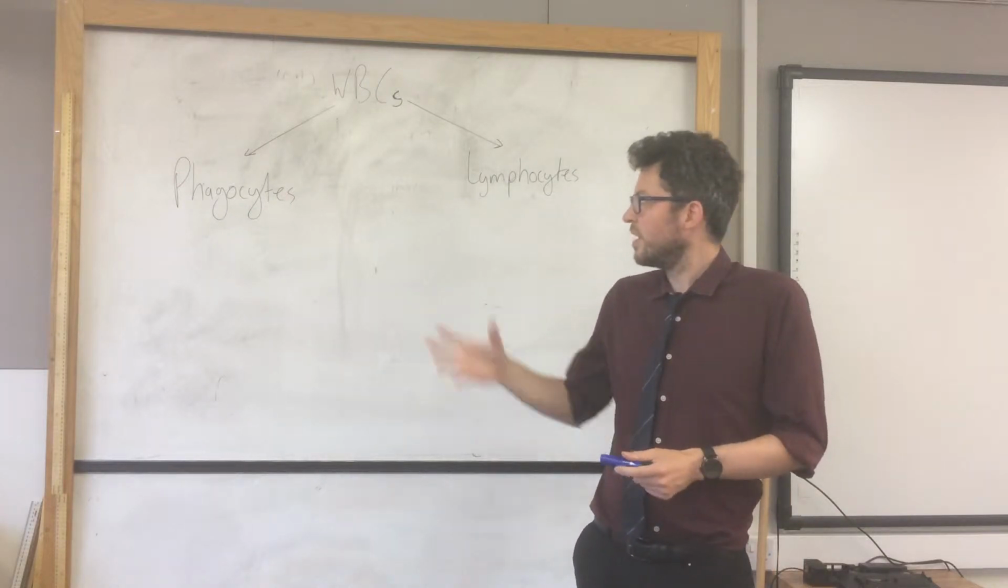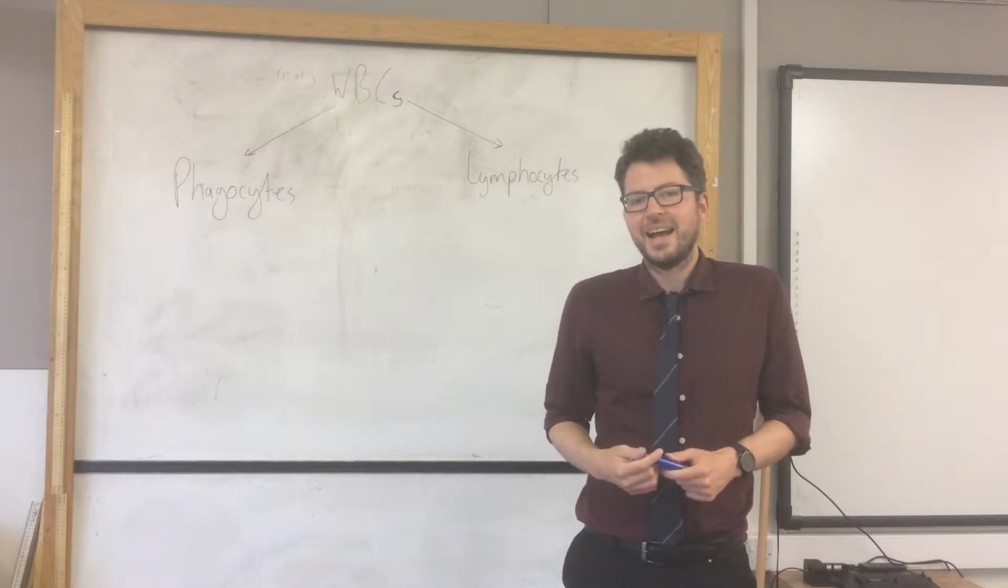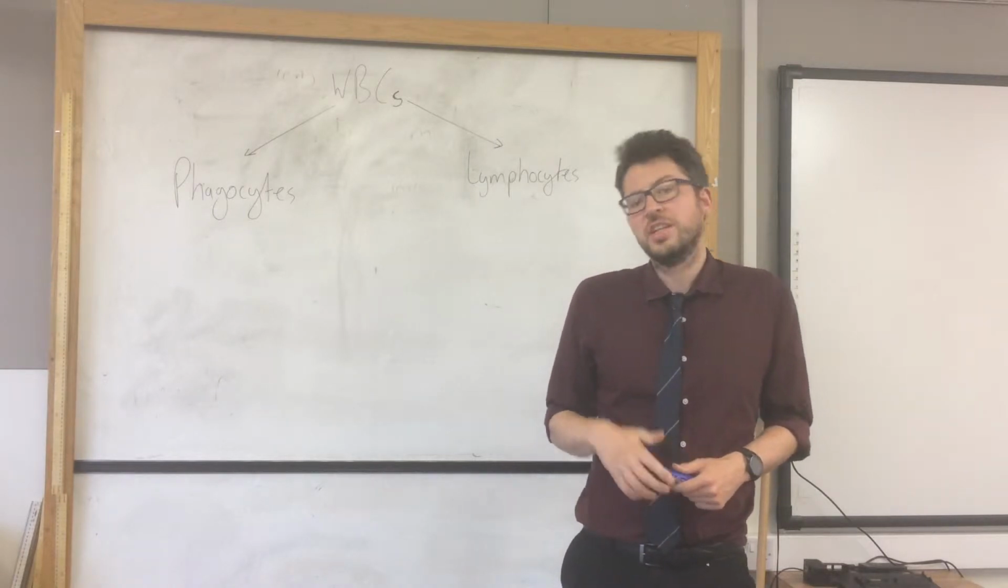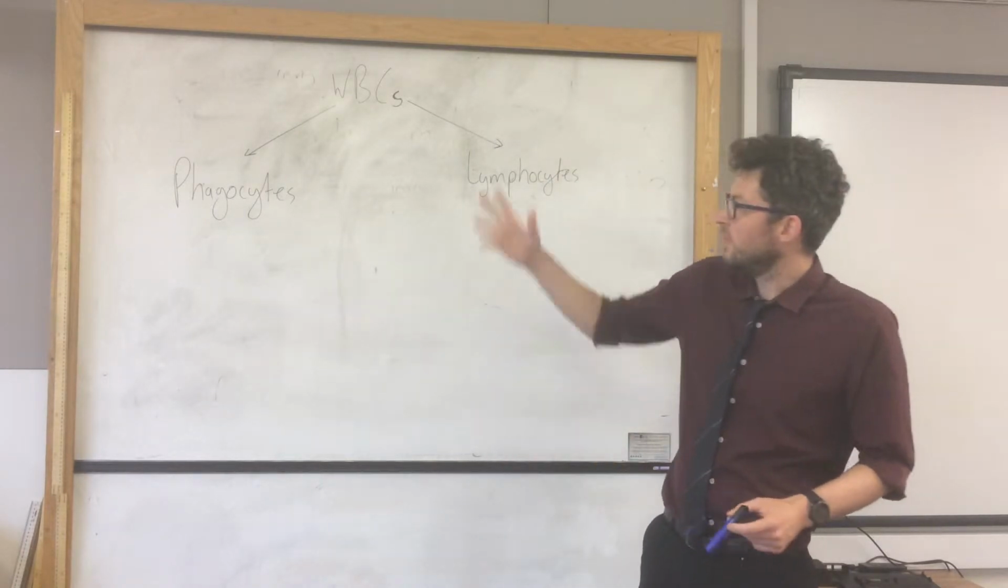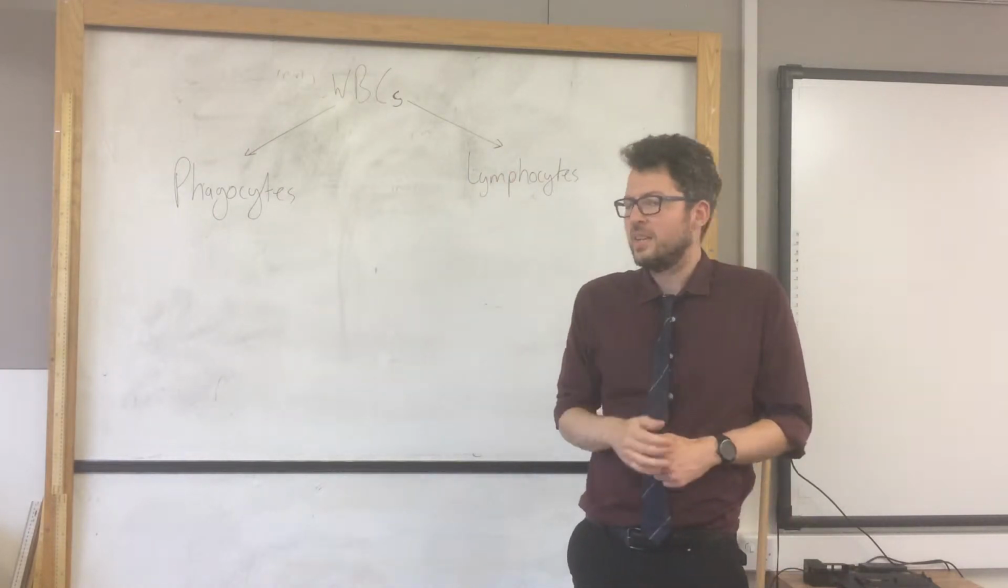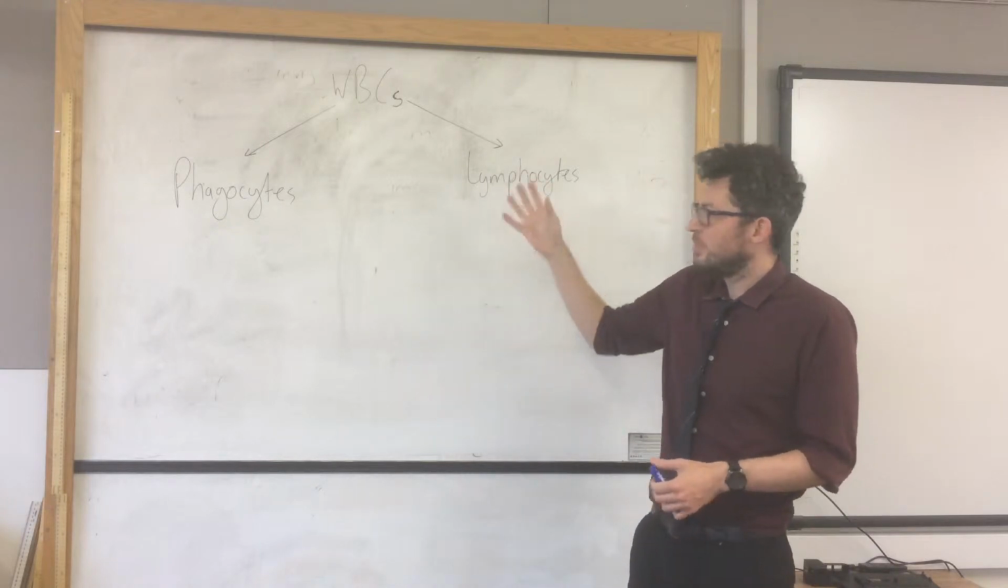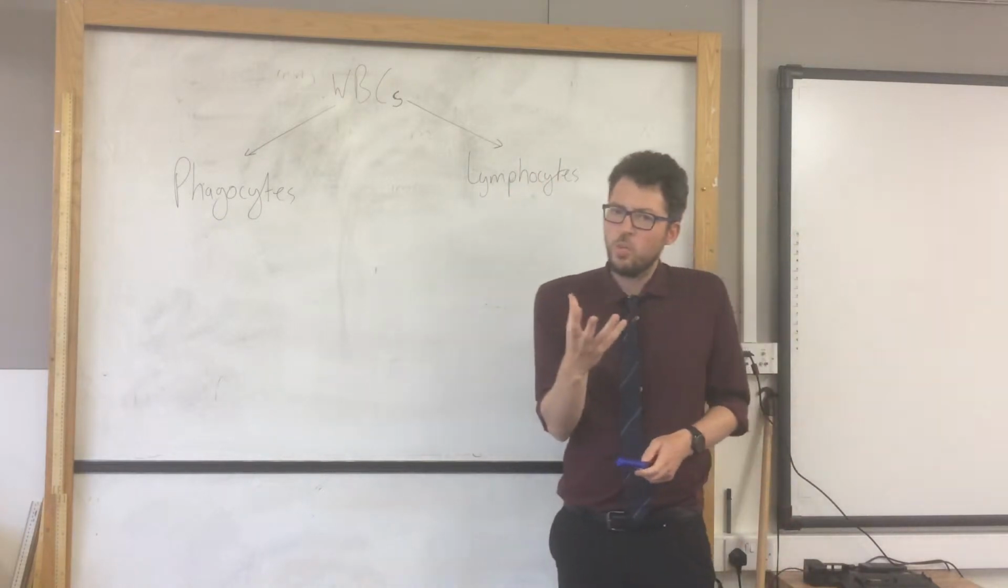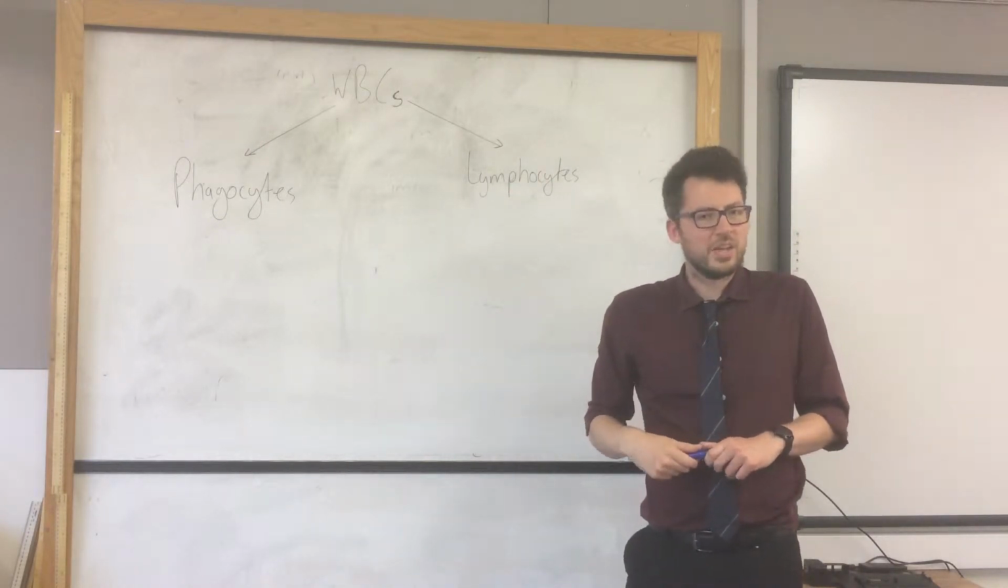In this video we're going to be explaining different types of white blood cell and clonal selection, clonal expansion and how white blood cells work. So firstly, as I'm sure you're aware, there are two types of white blood cell generally in the body. We've got phagocytes, we've got lymphocytes. So we need to know what they do, what their role is and what the different types are.